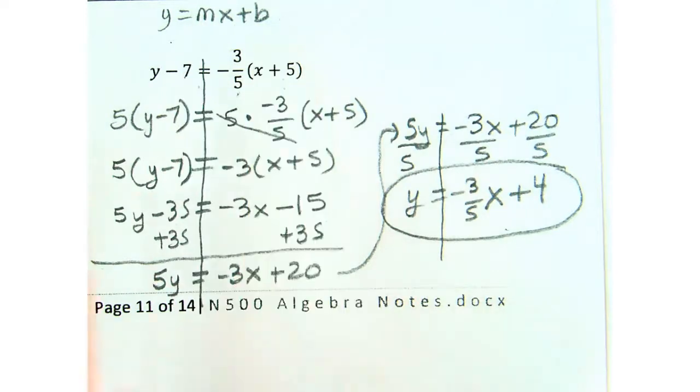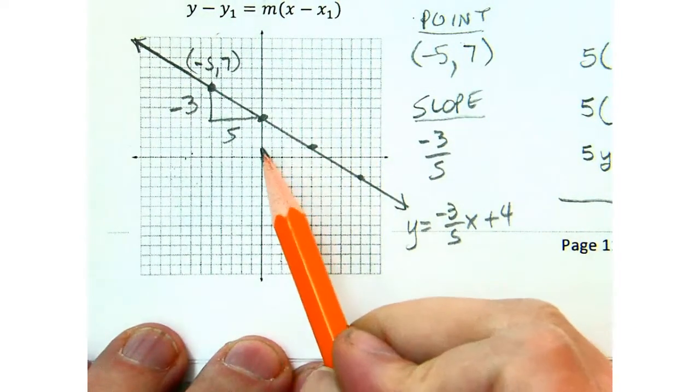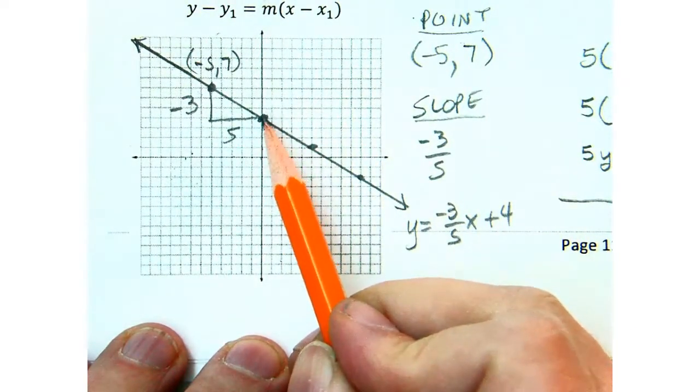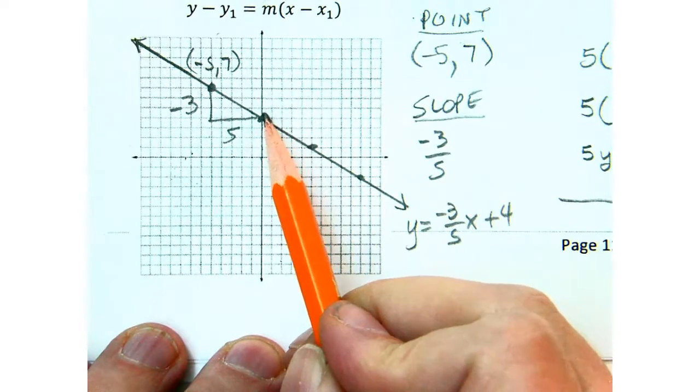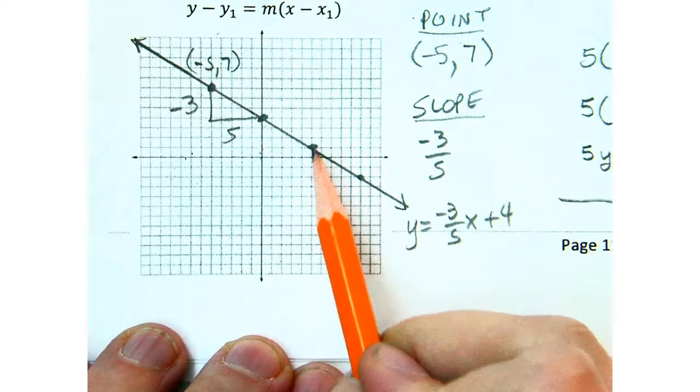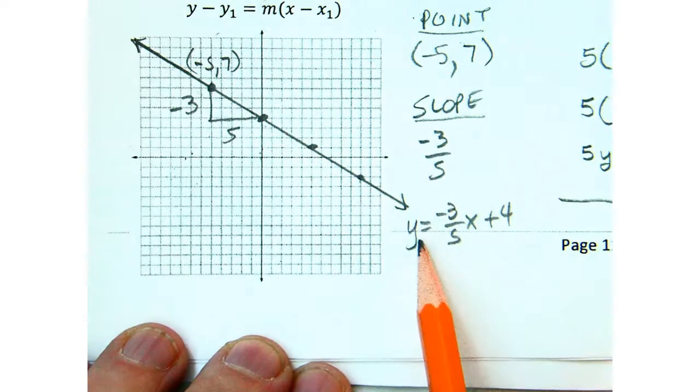We can check whether we were right by checking it against the line we already graphed. The y-intercept is 4, and the slope is -3 over 5. So we did correctly convert the point-slope form of the equation into the slope-intercept form.